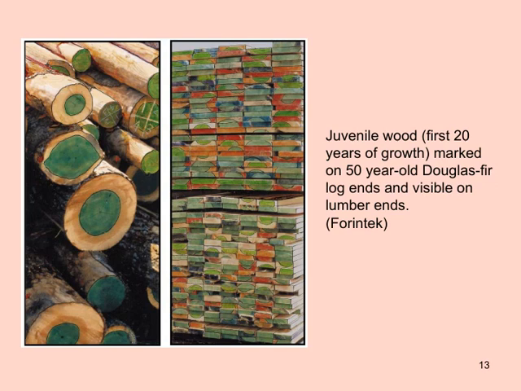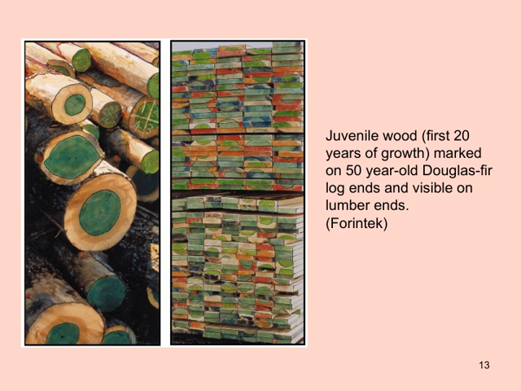Let's take a closer look at slide 13. Here, we see an example of juvenile wood, which is the wood from the first 20 years of a tree's growth. This juvenile section is marked on the ends of a 50-year-old Douglas fir log, making it visible on the lumber ends as well. This visual helps us understand how early growth rings can be identified in mature logs.